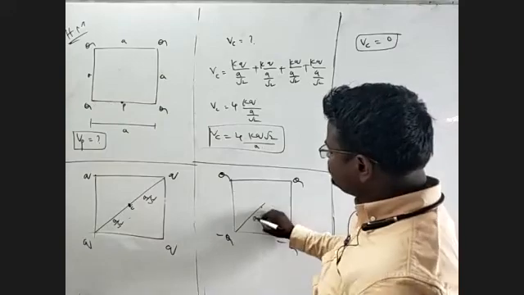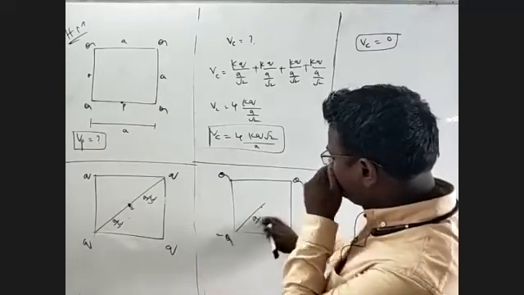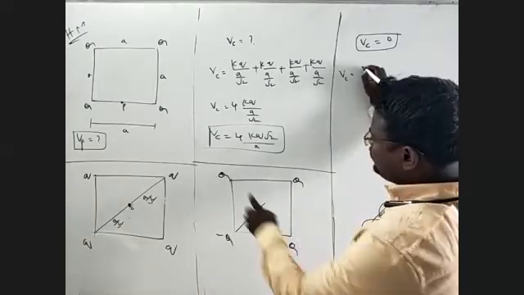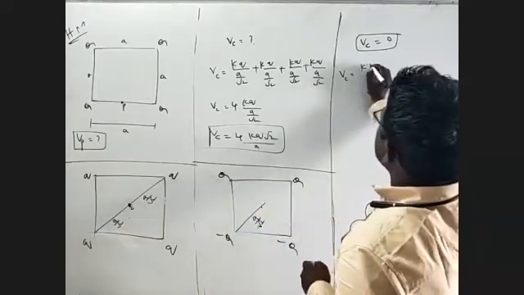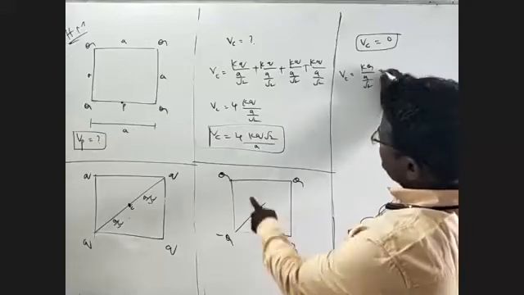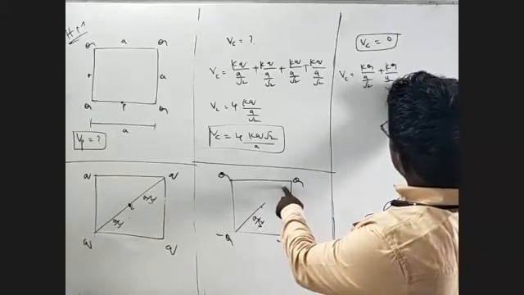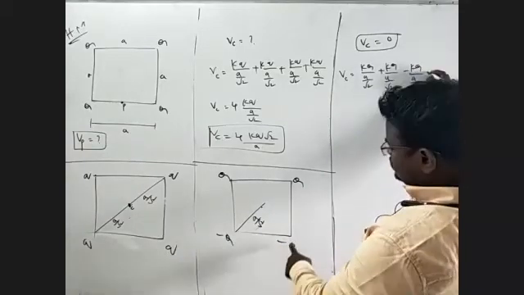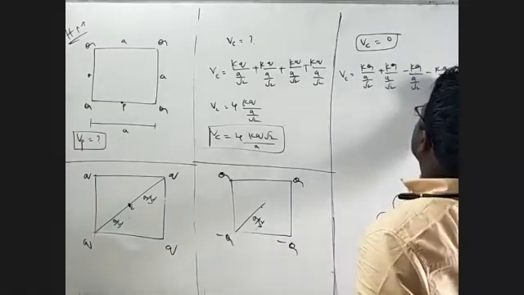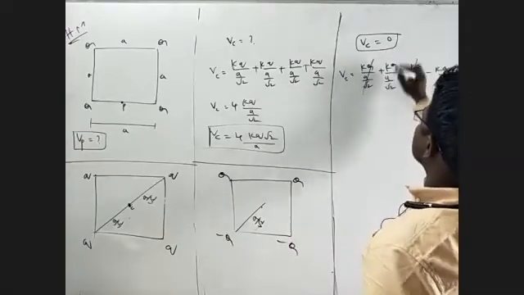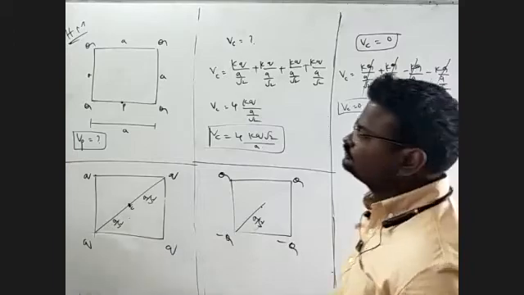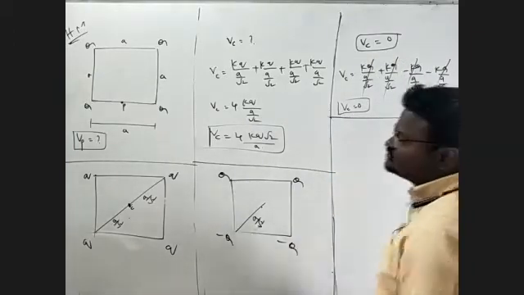Let's find out. From here to here is A by root 2. So the relative potential at the center point is KQ by A by root 2 plus KQ by A by root 2, minus KQ by A by root 2. Plus, minus, plus cancel each other. VC at the center point is 0. This is one more.